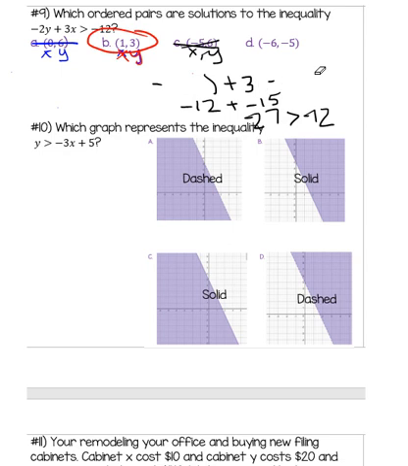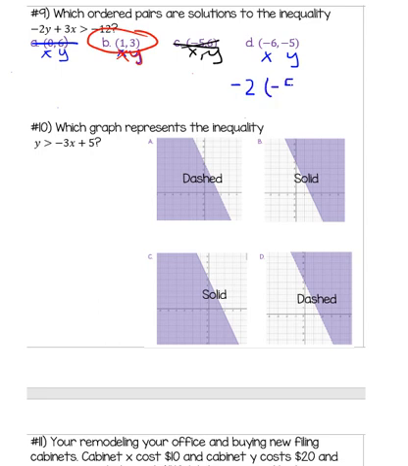And then we'll test that last one. Again, I'm going to erase so I have room. I'll go back to a blue guy, so x and y. So this time I'll have negative 2 times negative 5 plus 3 times negative 6.